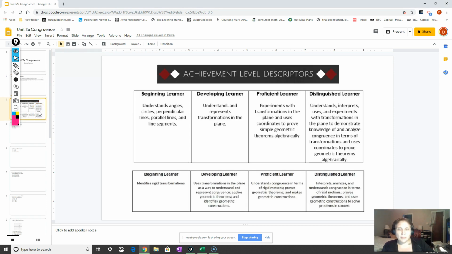Remember, when we talk about what we want to see, you should be able to do the following things. You should be able to understand and interpret transformations in the plane. That's, again, rigid motions, translations, rotations, and reflections. You should also know about the congruence terms, okay? Side, angle, angle, side, angle. We'll sing that song again. And then doing things algebraically.